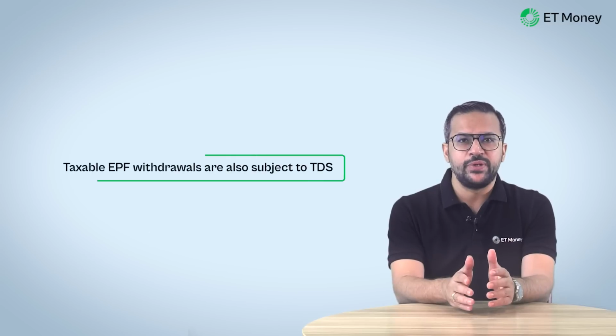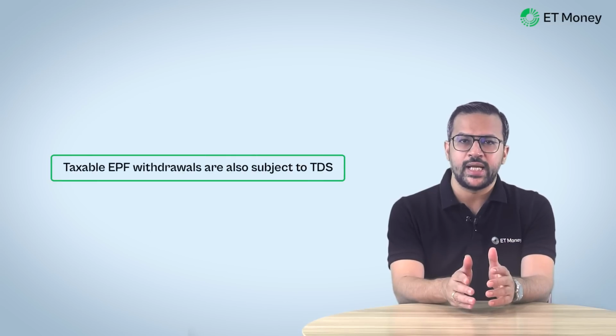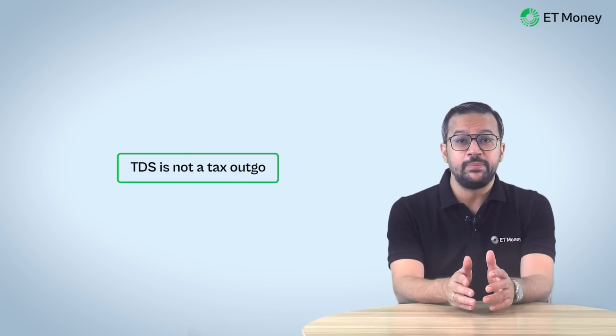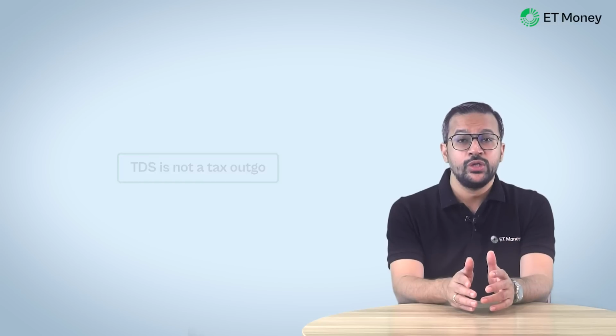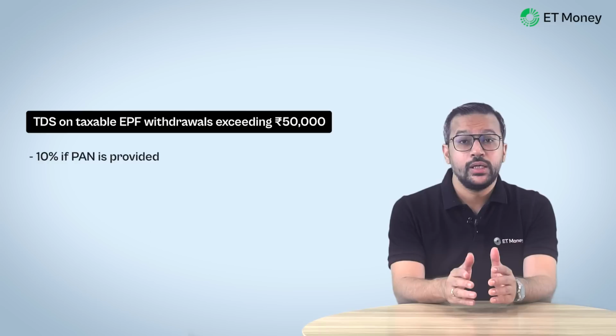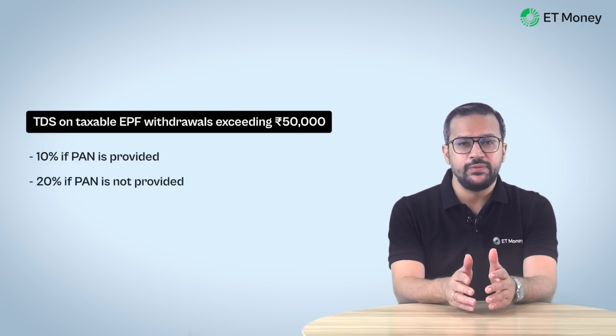Now, taxable EPF withdrawals are also subject to TDS or tax deducted at source. TDS is not a tax outgo. You can claim it back while filing your ITR or get it adjusted against the outstanding tax. So if your EPF withdrawal is taxable and exceeds 50,000, TDS is applicable at 10% of the amount if the PAN number has been provided. If the PAN is not available, TDS is applicable at 20% of the withdrawal amount.